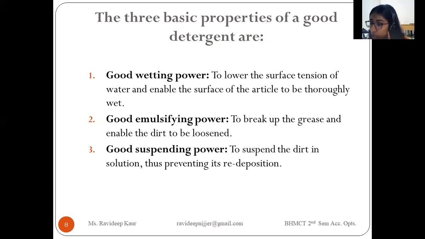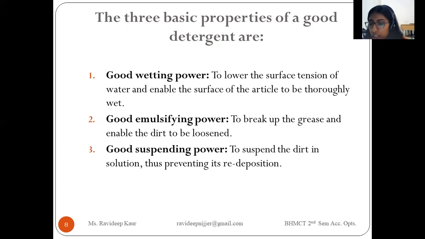So what is good wetting power? It lowers the surface tension of water and enables the surface of the article to be thoroughly wet. In wetting power, the water spreads over the surface and helps it go through the whole surface thoroughly at once.